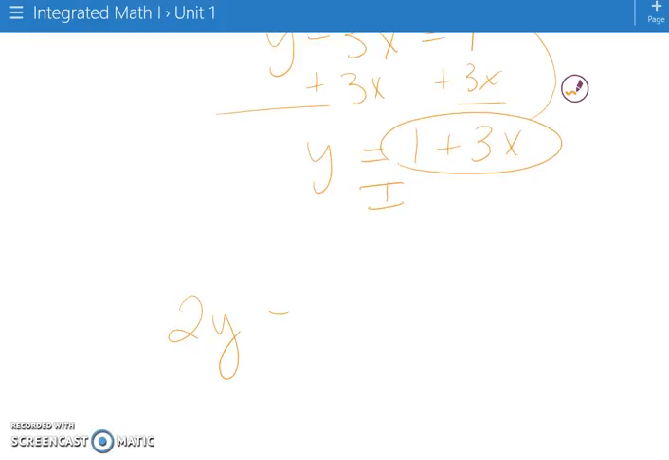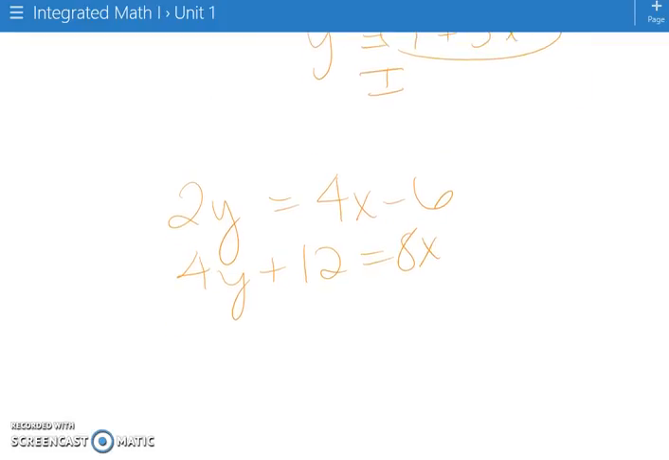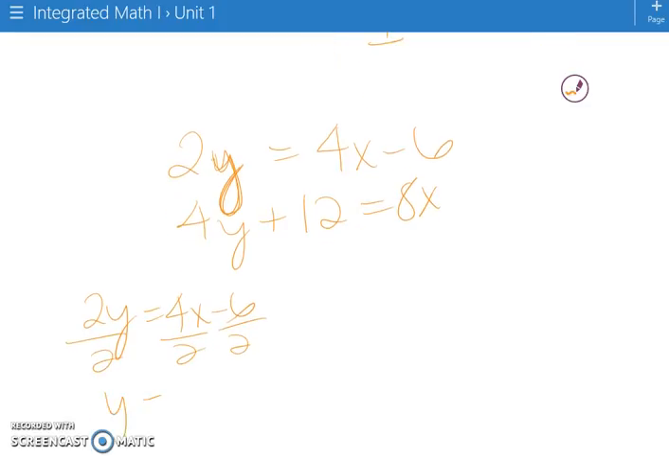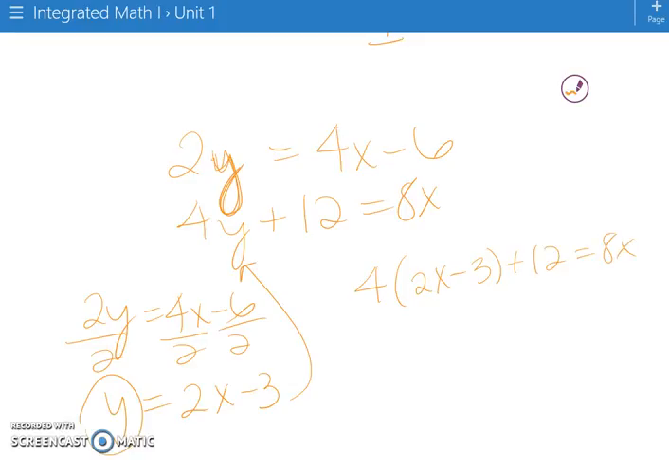Alright, let's do this one. 2y equals 4x minus 6 and 4y plus 12 equals 8x. Maybe we'll go for this y. Seems easy to isolate. So 2y equals 4x minus 6. I'll divide everything by 2, leaving me with y equals 2x minus 3. Since y equals 2x minus 3, I'm going to plug it into my second equation. So I get 4 times (2x minus 3) plus 12 equals 8x, and I'm going to solve that out.